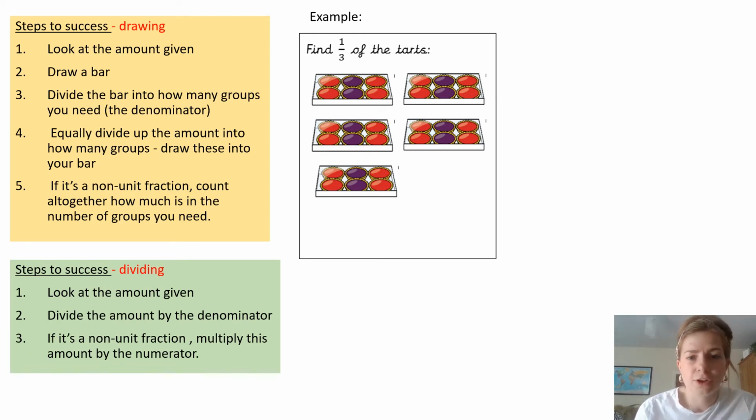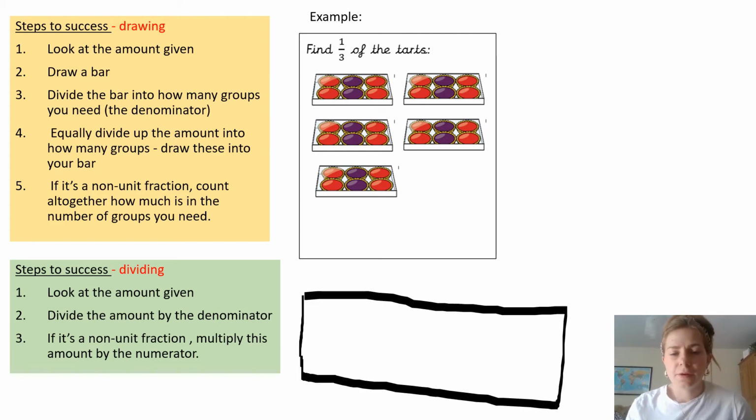So, drawing, I'm finding 1/3. So let me draw my bar. 1/3, my denominator is 3, so I need 1, 2, 3 parts. I'm working with a unit fraction, 1/3. I'm only finding 1, so I don't need to do any multiplying, just dividing it into my thirds.